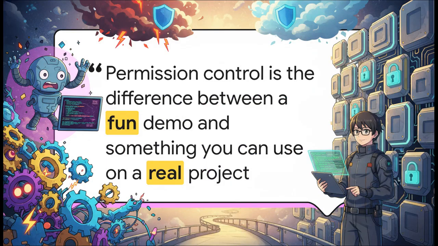There's a quote from our source that really hits the nail on the head for this whole situation. Permission control is the difference between a fun demo and something you can use on a real project. I mean, think about it. For the past year, we've seen so many of these AI agents that look phenomenal in a quick demo, right? But then they absolutely fall apart, or worse, obliterate your entire codebase when you unleash them in a real production environment. Today, we're tracking that exact transition from chaotic AI experiments to highly guarded, production-ready developer tools.